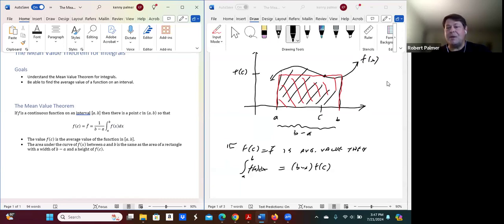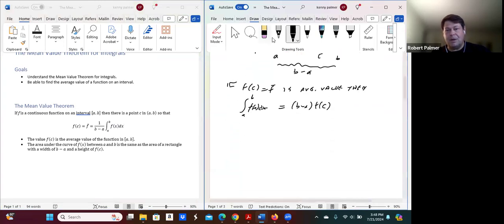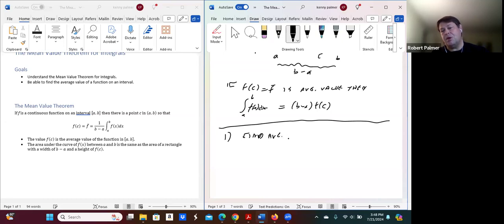Let's take a look at a couple examples to see how we use this in practice. So number one, I have to find the average value. Let's say our function f of x is x squared plus 1, and our interval is from -2 to 2.